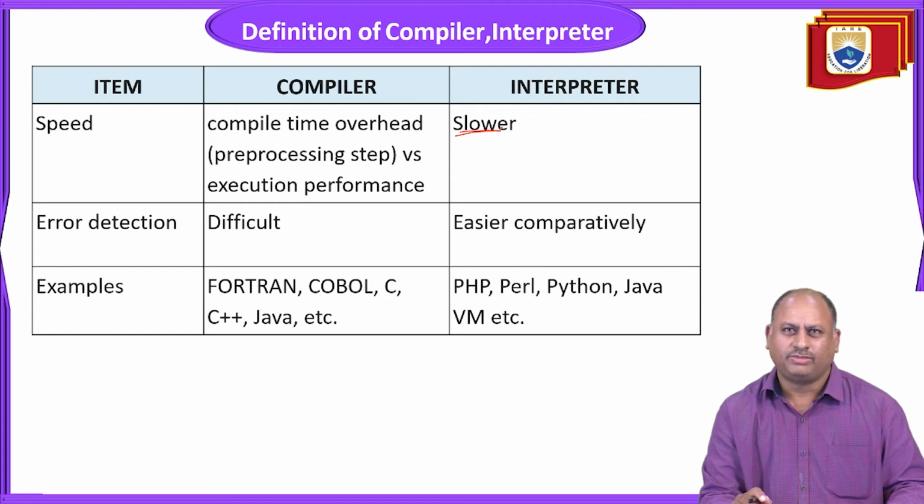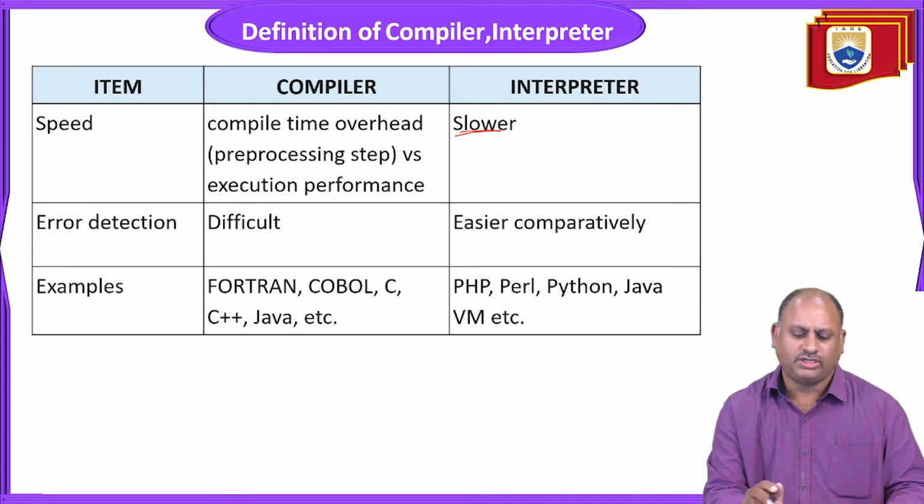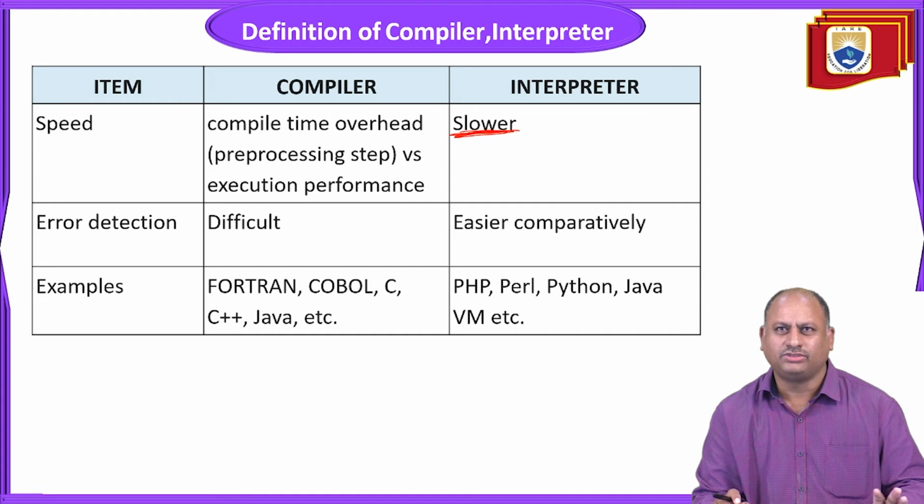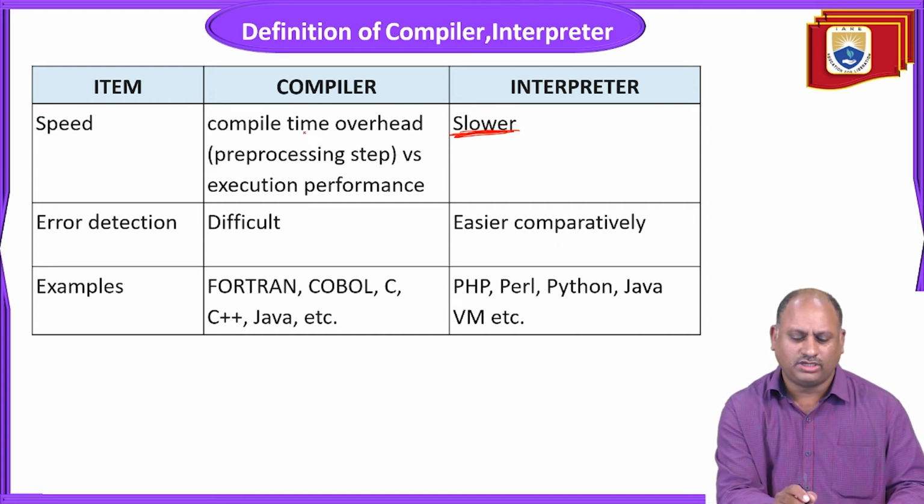Whereas here, some of the things are done previously, so the compile time overhead is completed. That's why execution is faster compared to the interpreter. With the interpreter, you have to analyze and execute the statements step by step, one at a time, so it is slower compared to the compiler. The compiler takes its time for the compilation process and completes the error checking previously, so execution is faster compared to the interpreter.